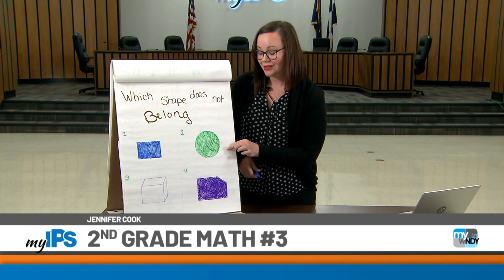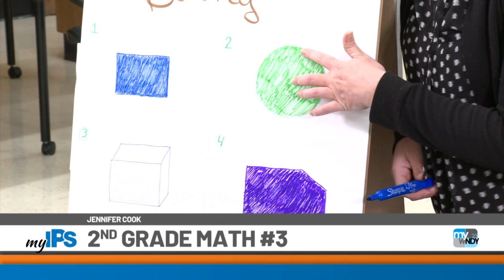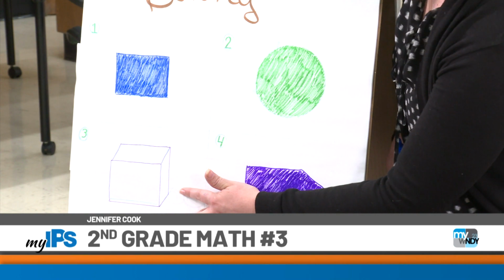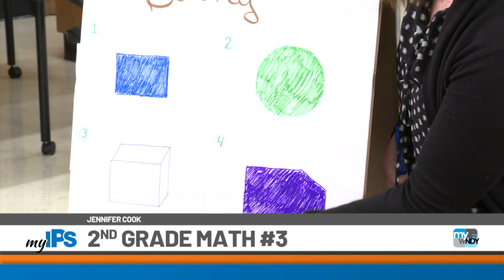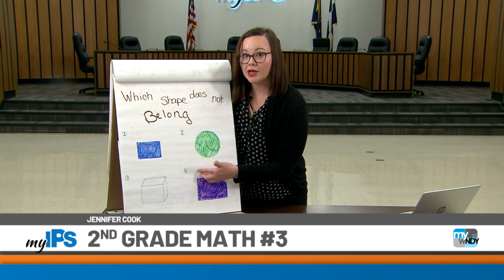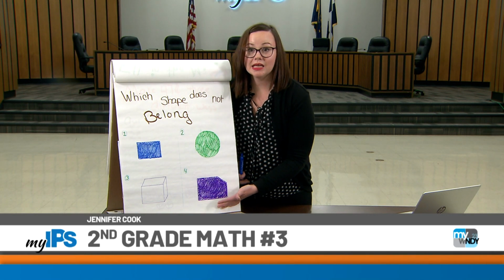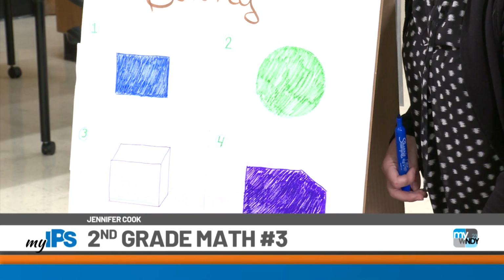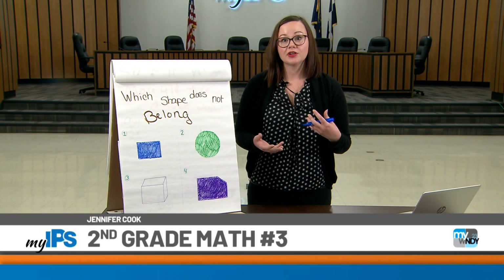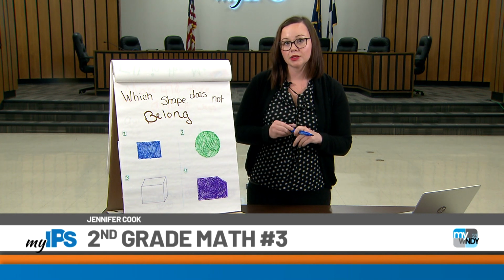Well, I could say the circle doesn't belong because it's the only one without sides. Or I could even say this one doesn't belong because it doesn't have any color. So as long as you have a reasonable explanation to go along with why it doesn't belong, then any answer can be right. So your job is to look at the picture in your packet and come up with different explanations on why this shape doesn't belong or why that shape doesn't belong.